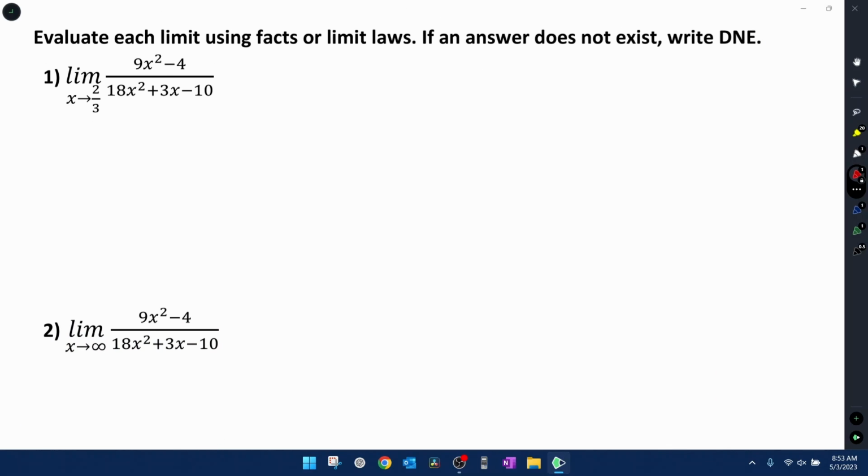They want us to evaluate the limit using limit laws or facts. If an answer does not exist, we're going to write DNE. And our first limit says we have the limit as x approaches 2/3 of this rational expression. This can be done with evaluation, simply plugging in the 2/3 for all of the x's if we do not get an error or an undefined situation.